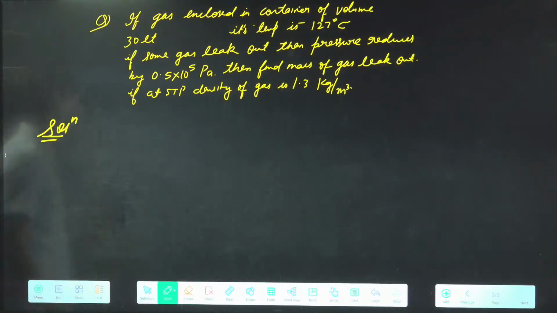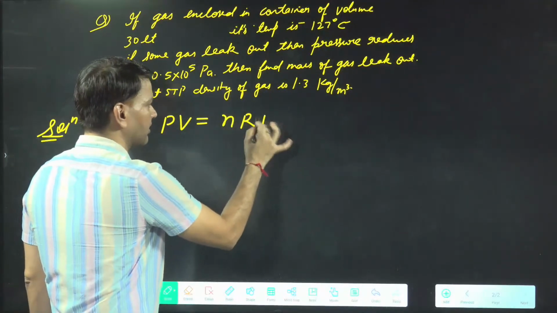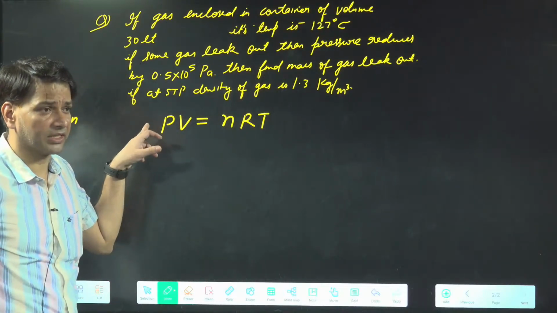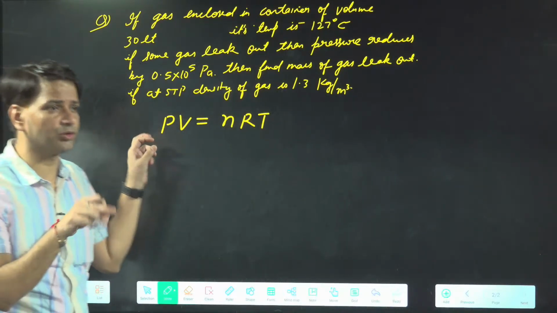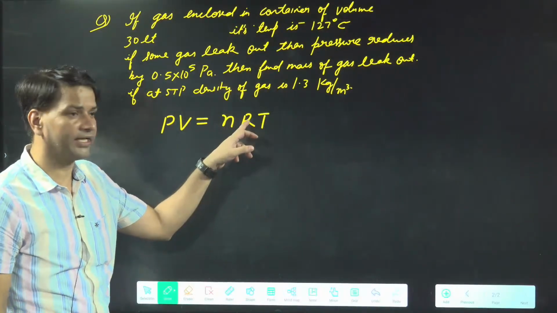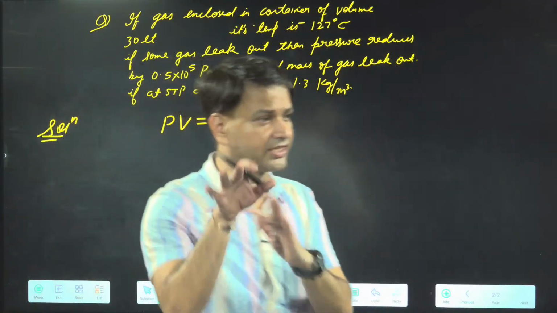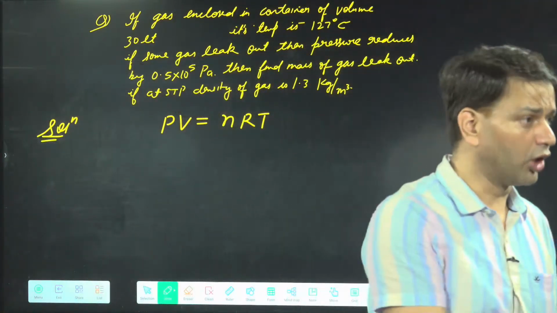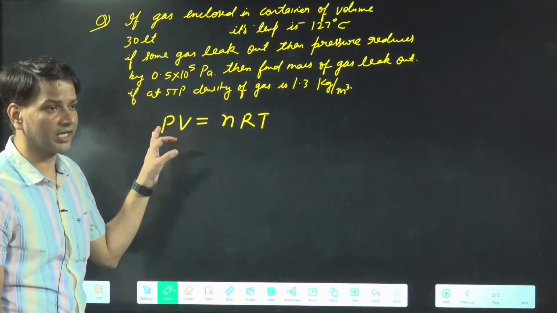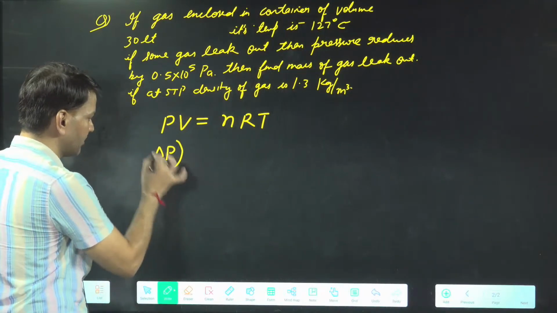So from the ideal gas equation we can say PV is equal to nRT. Here pressure is changing, but I am using the same container, so volume is not changing. R is the universal gas constant, and temperature I am not changing, I am not heating it, the gas is just leaking out. So temperature is constant, volume is constant, R is constant. Only which quantities are changing? Pressure and moles.